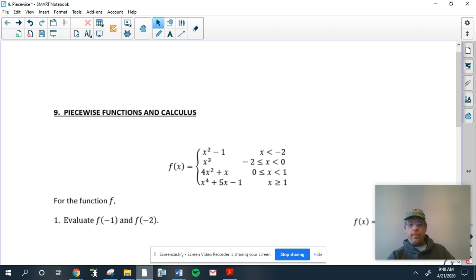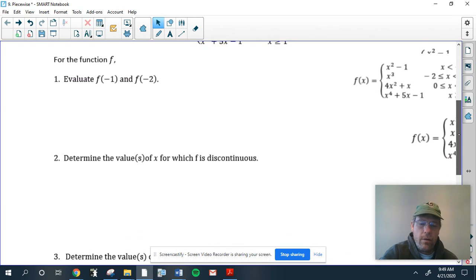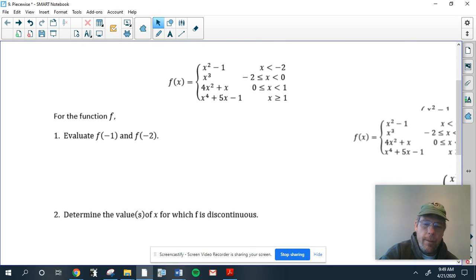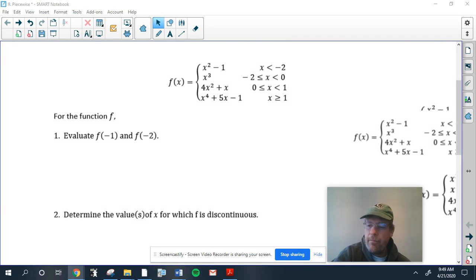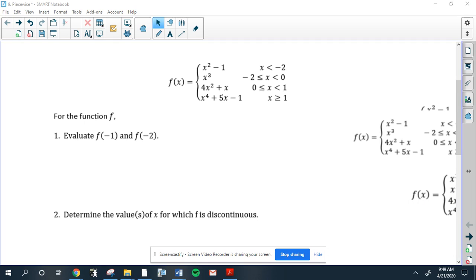All right, now we're going to talk about piecewise functions in calculus. So hopefully this doesn't get too long, but there's a lot of little things that we have to watch out for here. So here's a piecewise function. It has 4 pieces, and we have some questions.